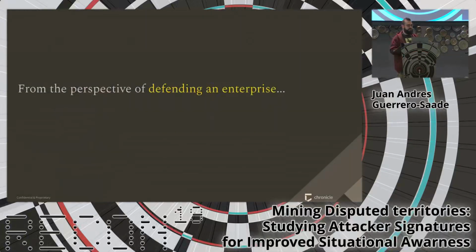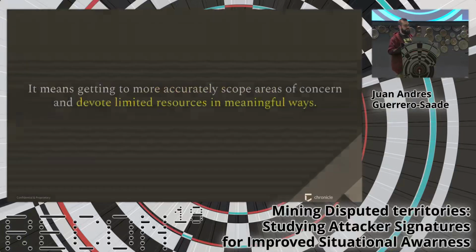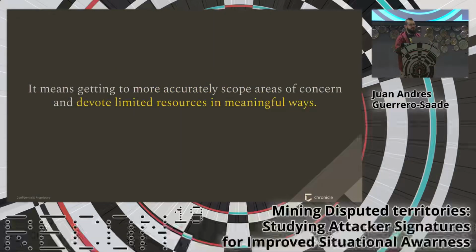So from the perspective of somebody that's trying to defend an enterprise, it actually means that you're going to devote what limited resources you have in meaningful ways, right? If you have 5 people working to defend your enterprise, or 5 people in a company, they're not going to be spending all day trying to patch a bunch of things that aren't relevant, or trying to do incident response for a bunch of small fires without realizing that there's somebody with a flamethrower on the other side of the field.